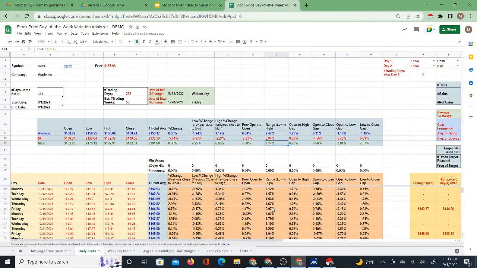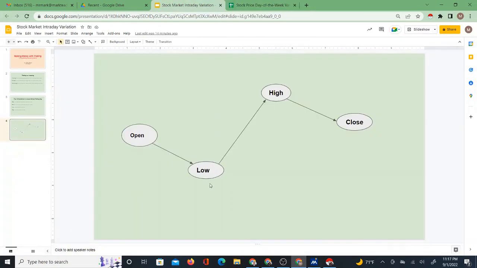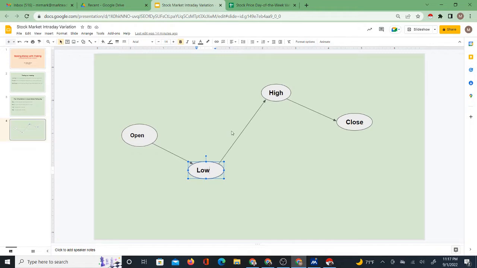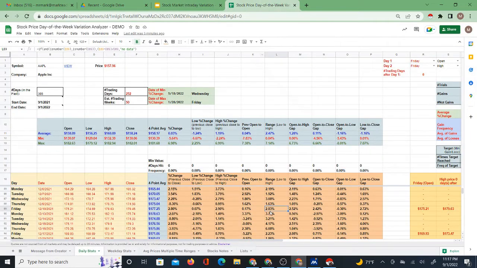So range is very important, because basically, if you were to take one of these days, say this day, I'll just take a random day, 2.83% was the range on this particular day. What that means is that if you bought Apple at the low on that day, and then sold it at its high of that same day, you would have earned a 2.83% return on your investment.